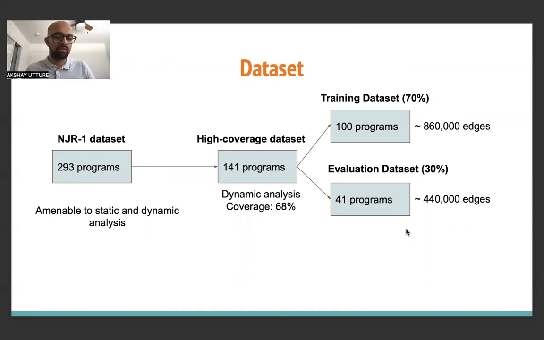Then we split these 141 programs into 2 mutually exclusive sets. One is the training data set that has 100 programs and which constitute roughly 860,000 edges. So that gives our classifier nearly 1 million edges to train on, and that's more than sufficient. And the remaining 41 programs form the evaluation data set.